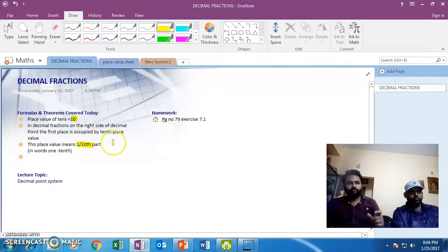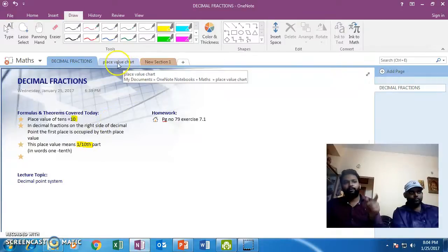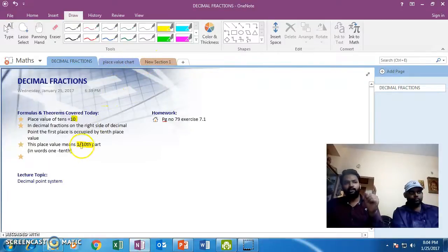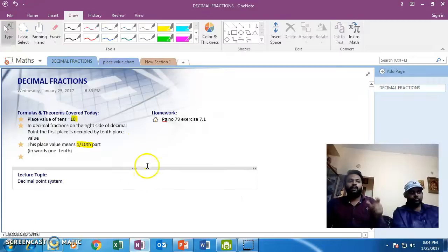So here we are discussing fractions, not decimals. As we discussed, we have a P by Q form here. 1 is the P and 10 is the Q. As P by Q form, it is a fraction. But whenever we divide it, we will get another form. It will be converted into a decimal, so we call it a decimal fraction.